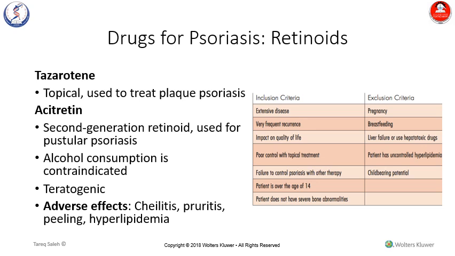Tazarotene, which is a third-generation retinoid, is a topical agent that is used for the treatment of acne, but also very helpful for the treatment of plaque psoriasis. As we mentioned earlier, adverse effects of tazarotene are similar to other topical retinoids that we have discussed before.